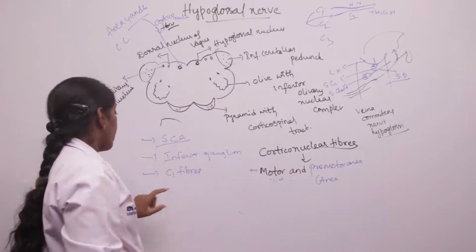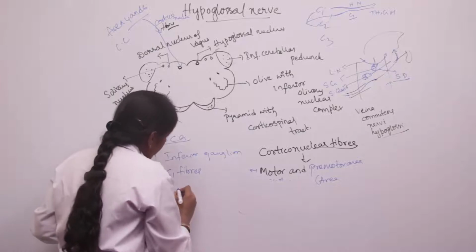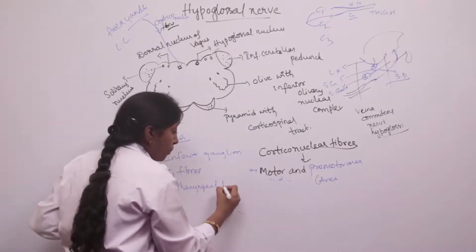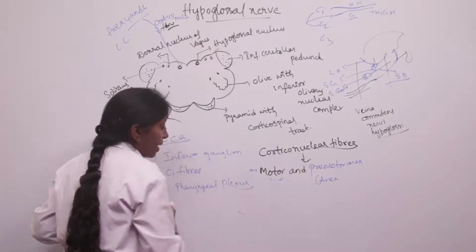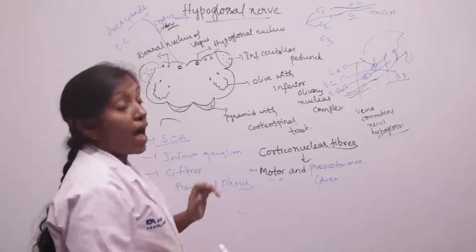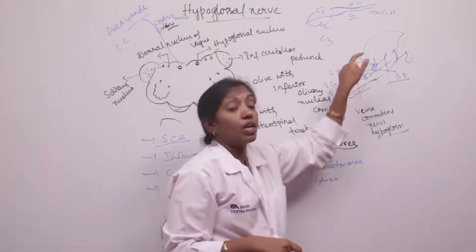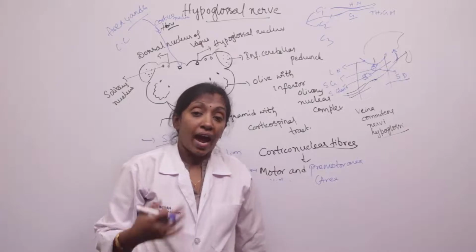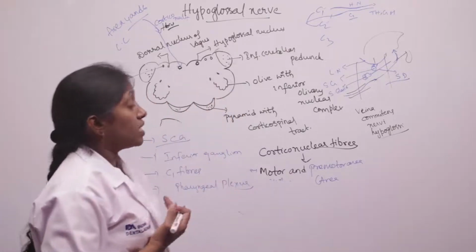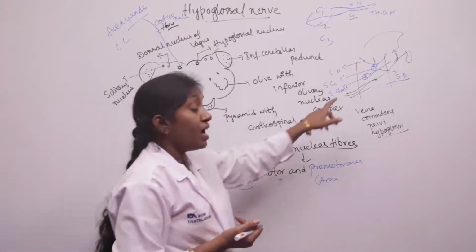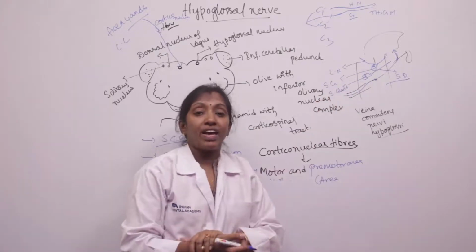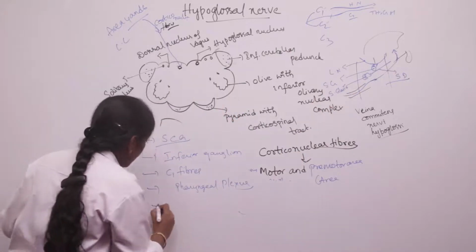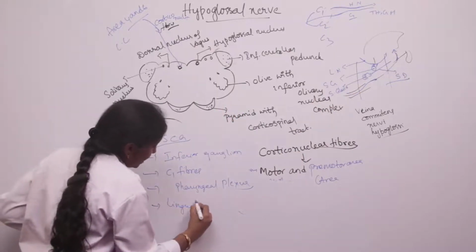A branch from the pharyngeal plexus also communicates with the hypoglossal nerve. And in the digastric triangle, the hypoglossal nerve communicates with the lingual nerve, and it carries proprioceptive senses from the tongue muscles to the mesencephalic nucleus.